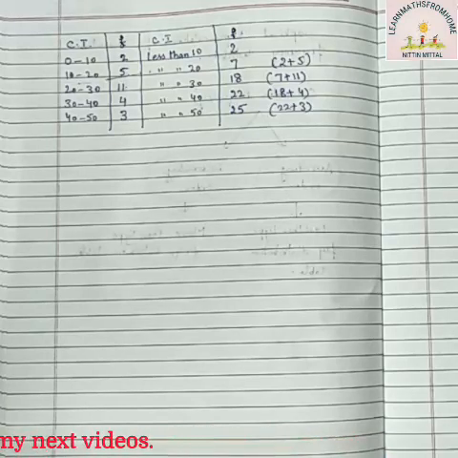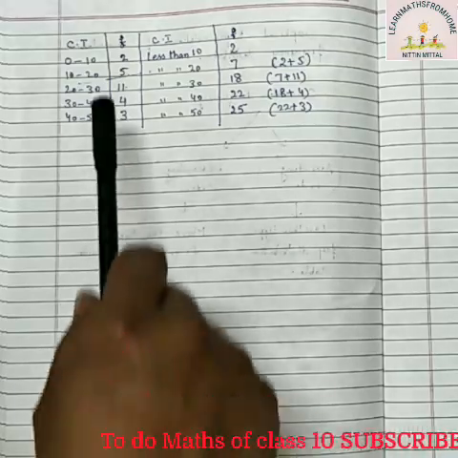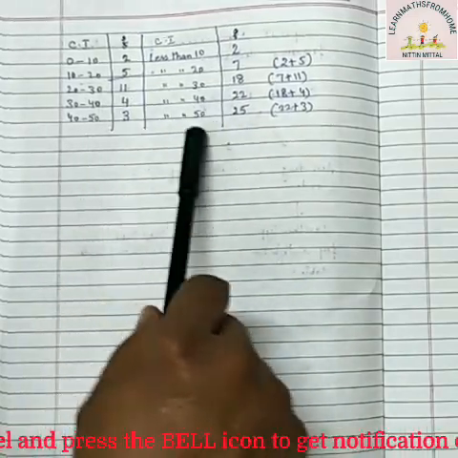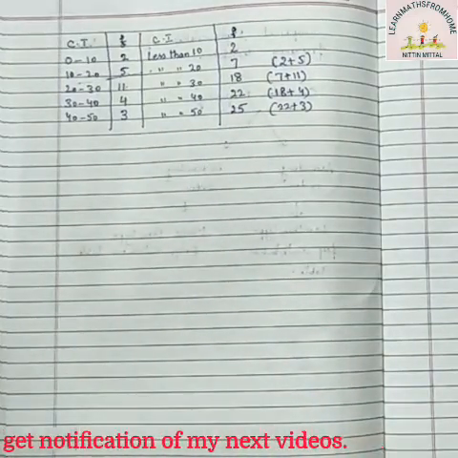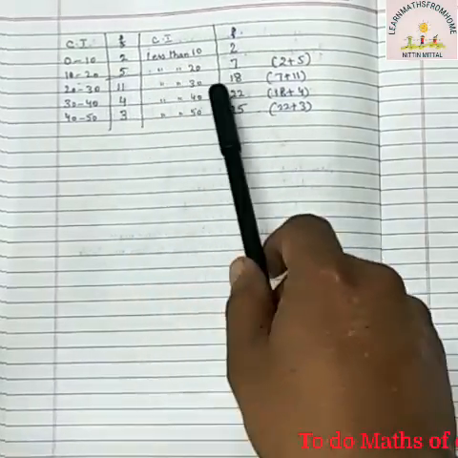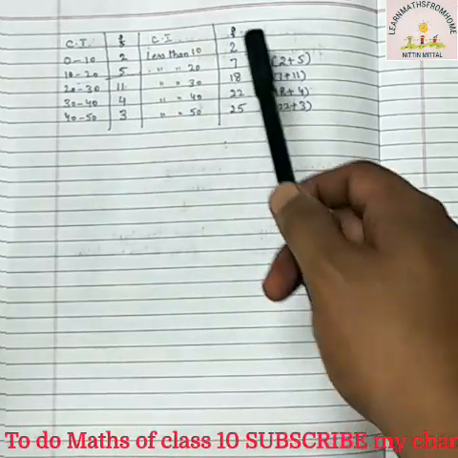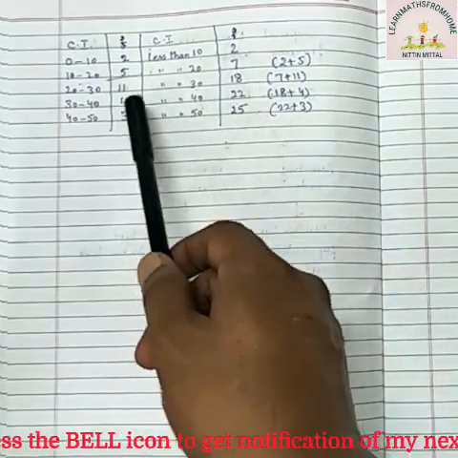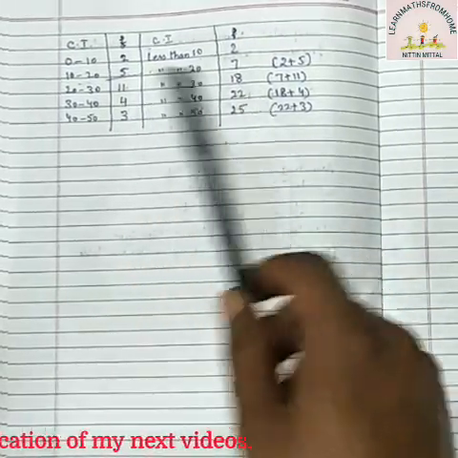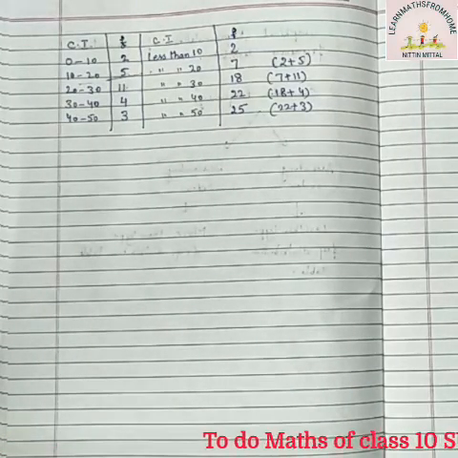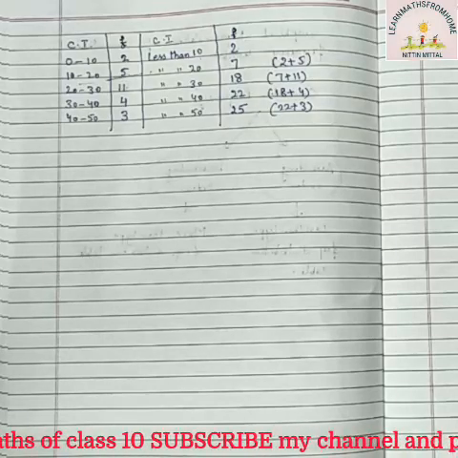right? So once again, to convert it into less than type frequency distribution table, we will take the upper limits: less than 10, less than 20, less than 30, less than 40, less than 50. And with the frequency, the first frequency will remain the same. Then we will keep on adding the next frequency, meaning we have to calculate the cumulative frequency. So 2 plus 5, 7, 7 plus 11, 18, 18 plus 4, 22, 22 plus 3, 25. This is how we convert the simple group data into less than type frequency distribution table.